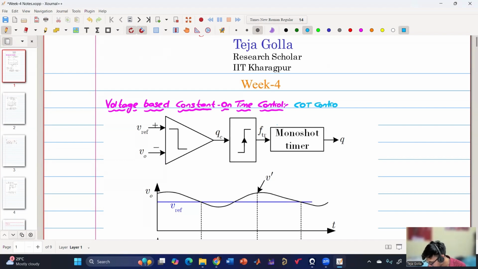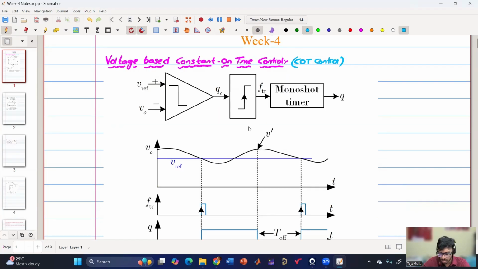So why is it voltage based? Because we can see it is only a single loop. First of all, there is a voltage loop and there is a comparator followed by some block and then a monoshot timer, and it is generating the gate pulse. So can anyone identify the name of this block that I'm showing over here? Rising edge detector, yes, or edge detection circuit. So in MATLAB, you'll find this edge detection circuit.